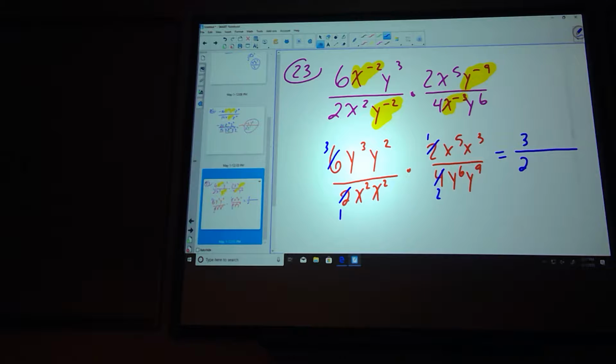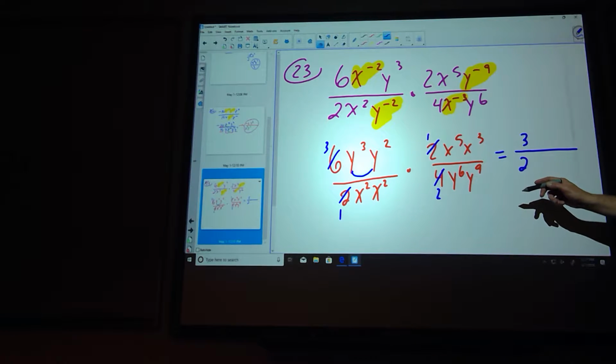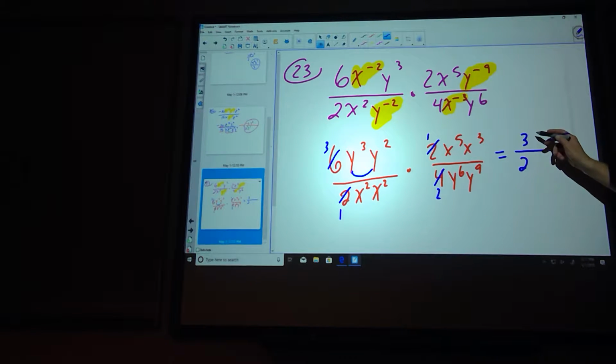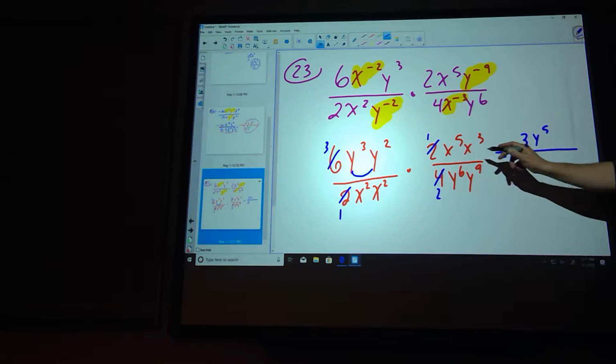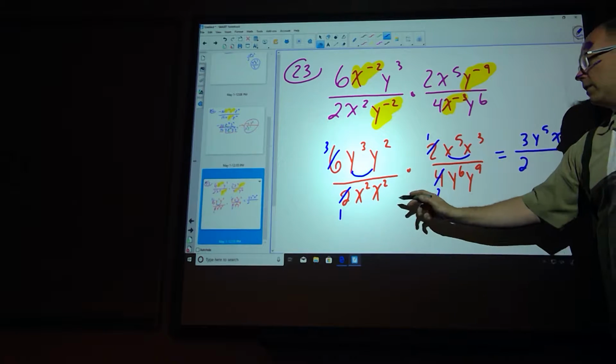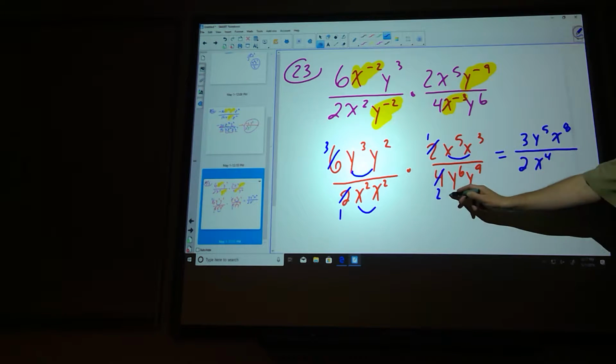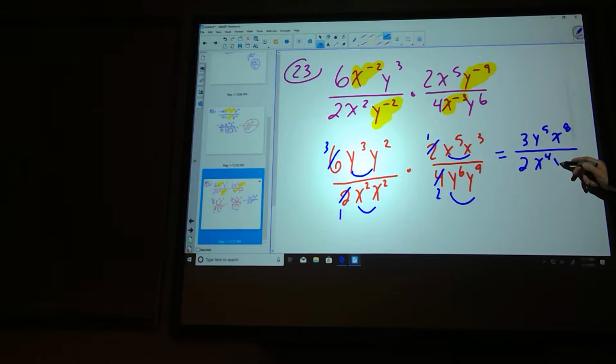All right, so let's take care of combining the y's. How many y's do I have on top now? 5. How many x's do I have on top? 8. How many x's are on bottom? 4. How many y's on bottom? 15. Okay. So the 3 over 2 stays as is for right now.